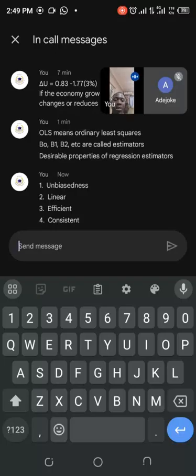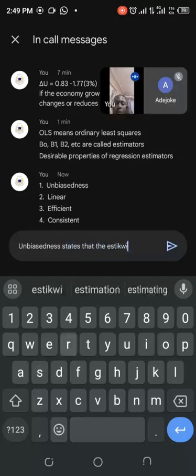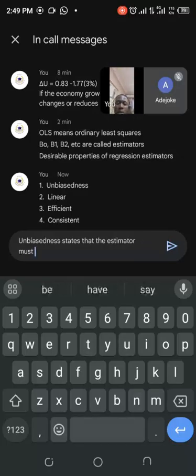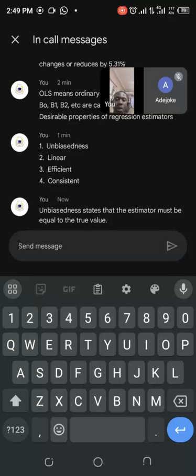And for unbiasedness, kí ni ìtumọ̀ unbiasedness? So unbiasedness states that the estimator must be equal to the true value. The estimator must be equal to the true value.